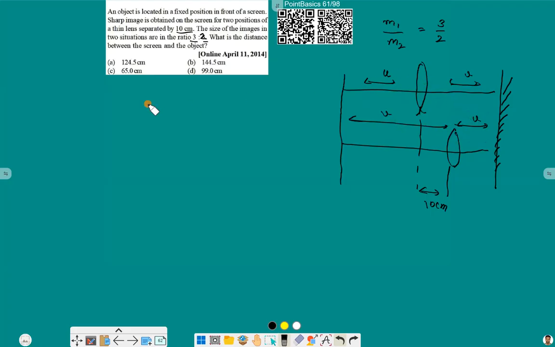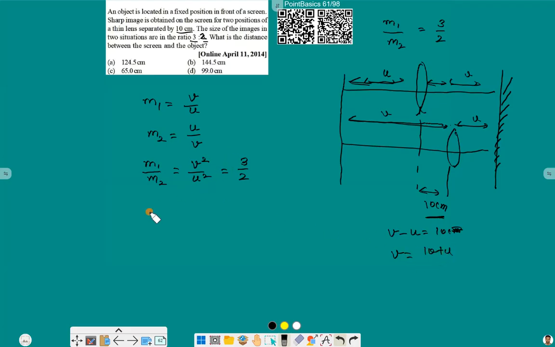So here in the first one we will have m1 is equal to v by u, and in the second we will have m2 is equal to u by v. And if we divide both of these, we will get m1 by m2 is equal to v square by u square, and that is equal to 3 by 2. Also we know that this distance is 10 centimeter, and initially it is v. So this distance is v and this distance is u. So this remaining distance is 10 centimeter. So we can write v minus u is equal to 10 centimeter, or v minus u is 10. So from this v is equal to 10 plus u.